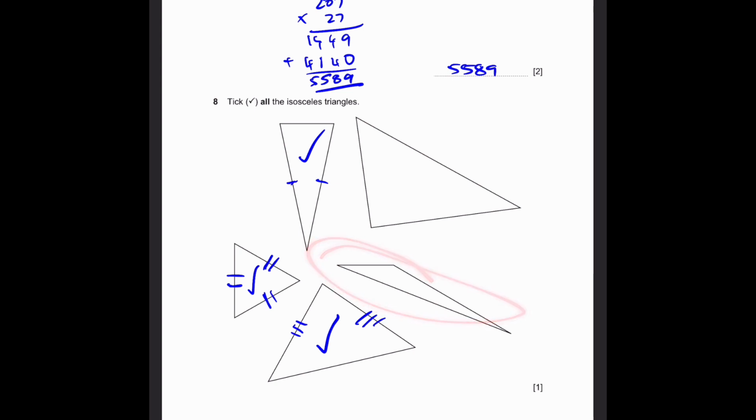Now for this triangle, if you measure all three side lengths, there are no equal sides. Therefore this is not isosceles, we don't need to take that. That's our answer. Let's go to question 9.